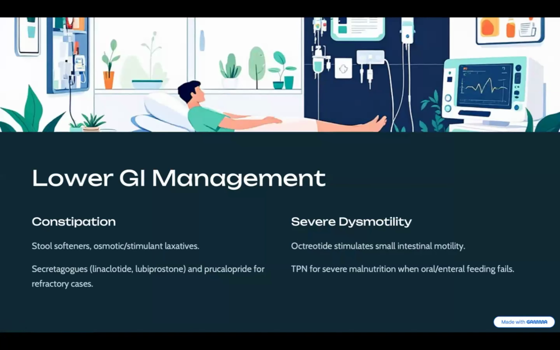For lower GI management, with predominant symptoms of constipation: stool softeners, laxatives, and secretagogues are something which you can consider, especially prucalopride, and for refractory disease, octreotide. Total parenteral nutrition is for severe malnutrition when oral or enteral feeding fails. Always rule out, think about celiac disease, superadded celiac disease in patients with systemic sclerosis, especially in the North Indian population. If we screen and we find it, then it is something which we can treat also, which can improve the outcome of these patients. So that is something which I have to tell.